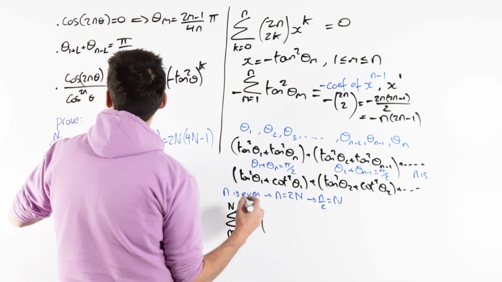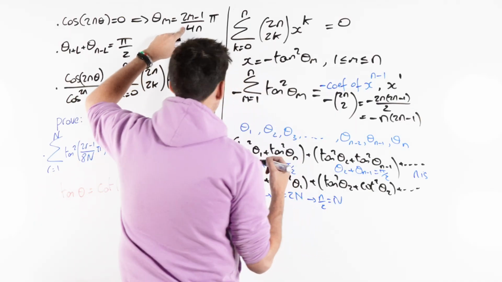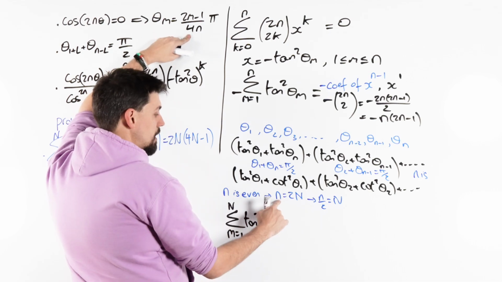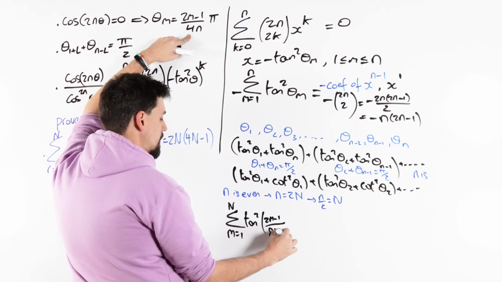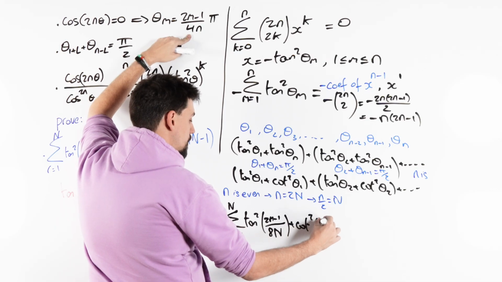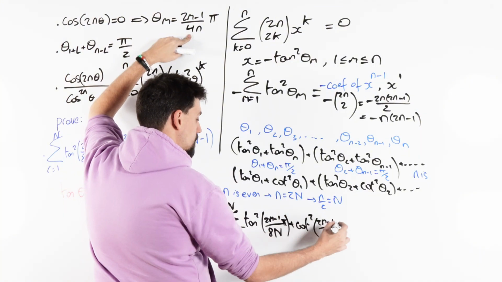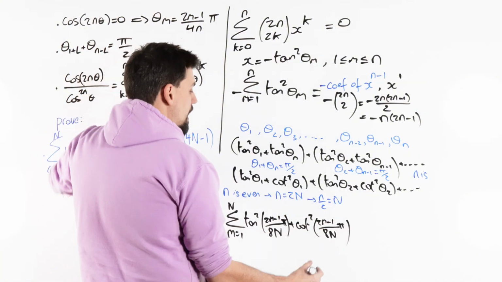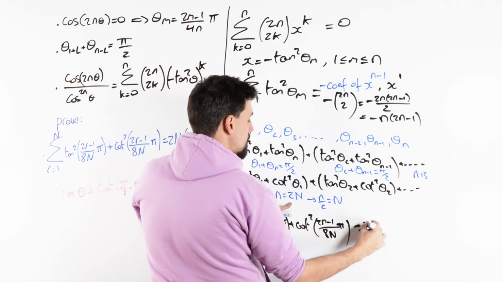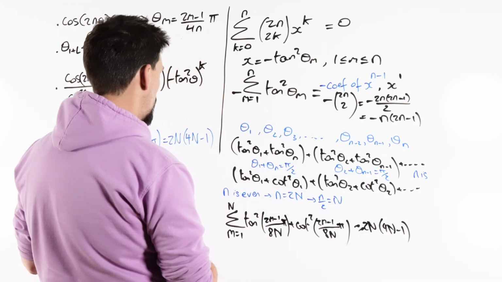Tan squared of, now what's theta? They did it with r, I'm going to do it with m's. θ_m was (2m minus 1) π over 4n, but little n is 2N, so that becomes 8N, plus cot squared of (2m minus 1) π over 8N. And that is going to come out as this, but then little n is 2N, so that comes out as 2N(4N minus 1), if I manage to keep that on the screen.